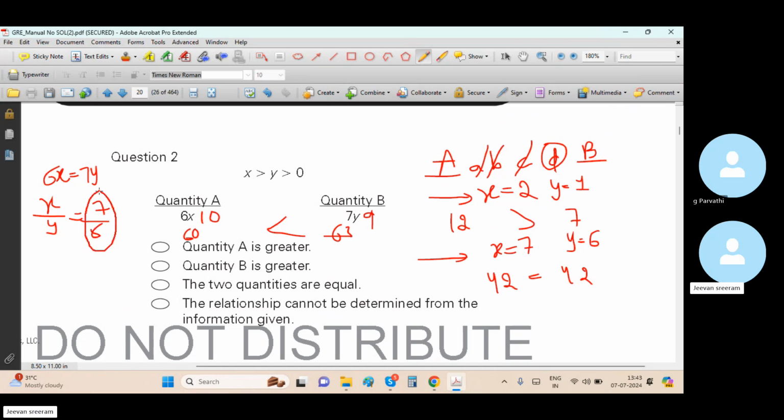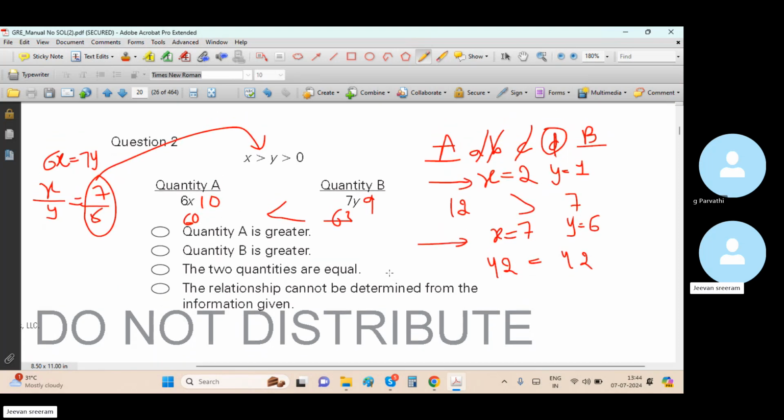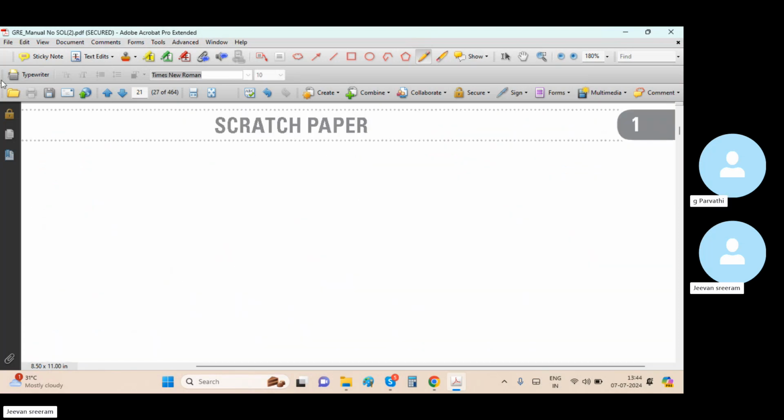Is it satisfying the condition? Yes, then substitute them. That's how you can get the second plugin. Sometimes it may take time. If you have sufficient practice, you are going to get the right plugin on time. No worries. Is it clear, buddy?